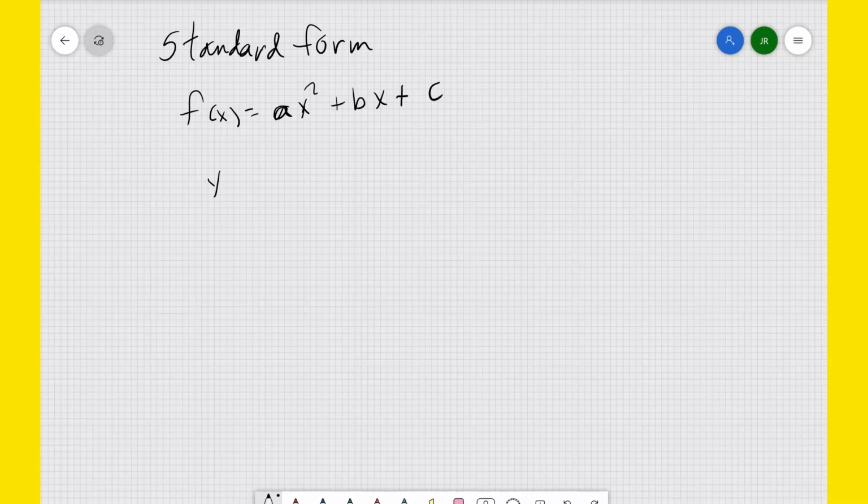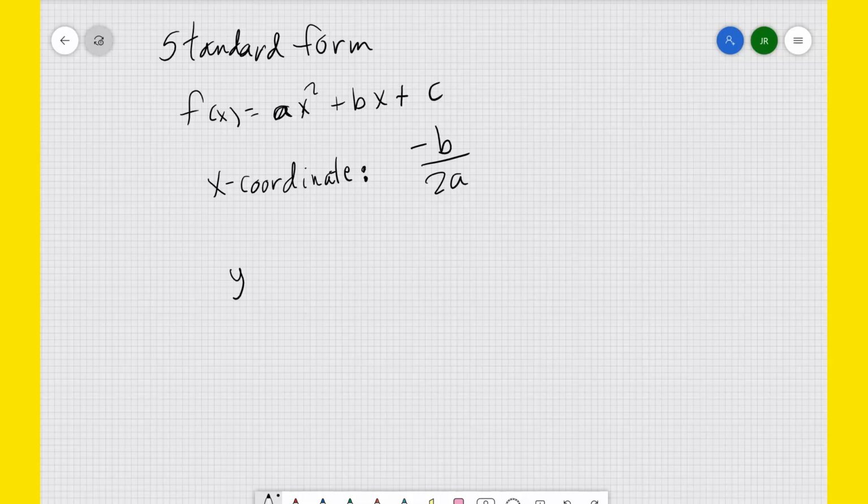The x coordinate. The vertex is an ordered pair. It has two coordinates, an x and a y. The x coordinate is found pretty simply. You just do negative b over 2a. Negative b over 2a will give you the x coordinate of the vertex.